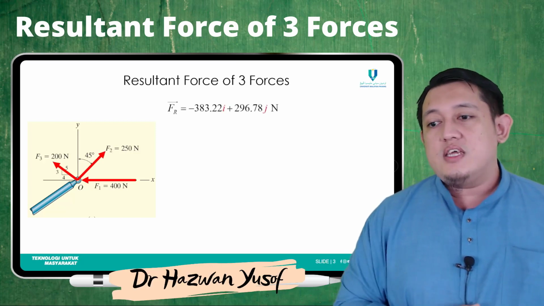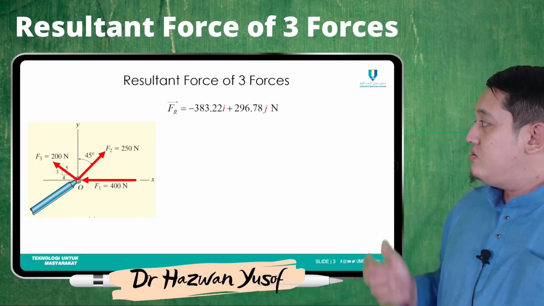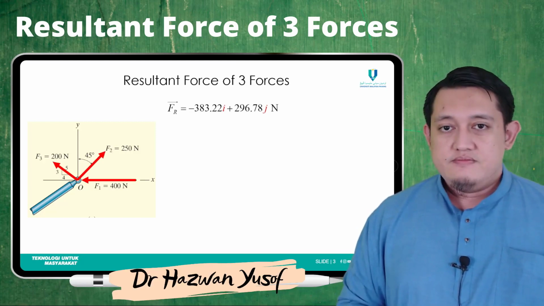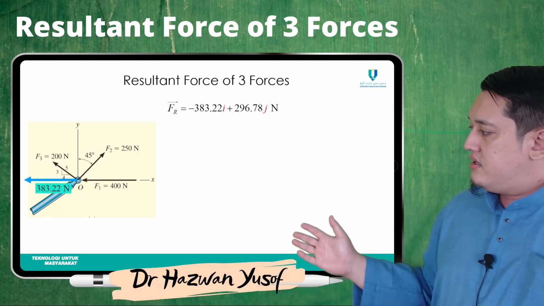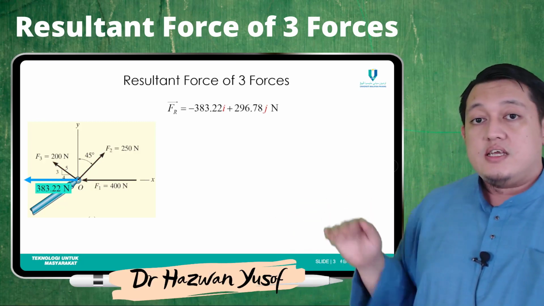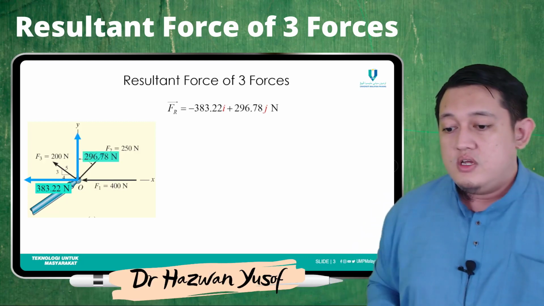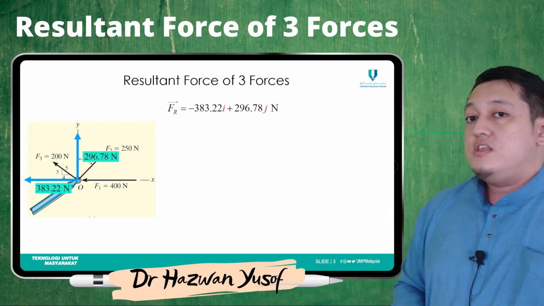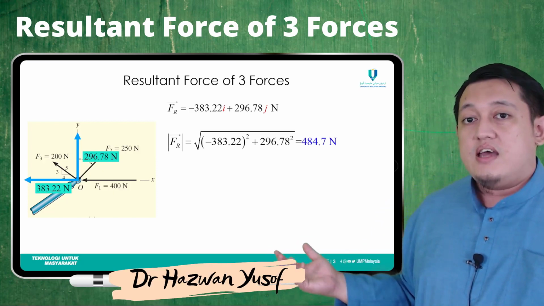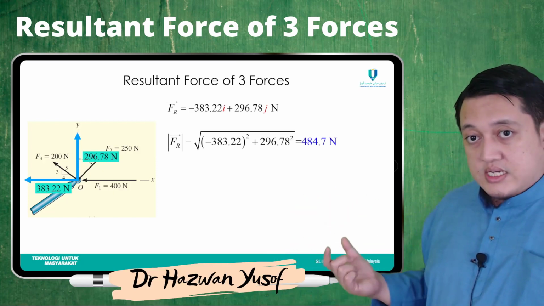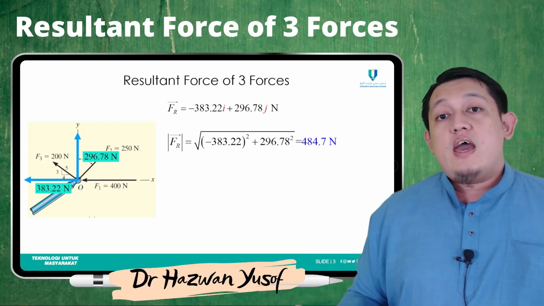So let's calculate it. You will get Fr equals negative 383.22 i plus 296.78 j Newton. Don't forget the unit, Newton. If we draw this resultant force on the figure, the x direction will be pointing towards the negative direction, so it will be like this, 383.22, and Fy is positive, so it will be like this, 296.78 Newton. And if we calculate the resultant force using the equation, Fx squared plus Fy squared, square root the total, we will get the magnitude of this resultant force as 484.7 Newton.